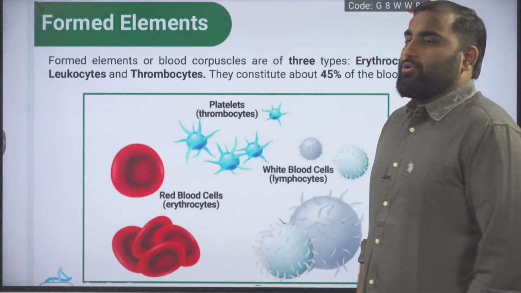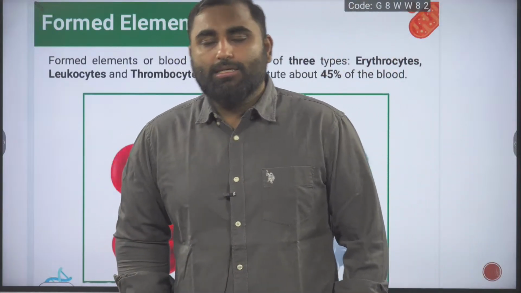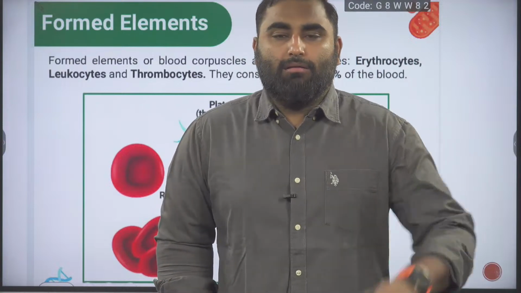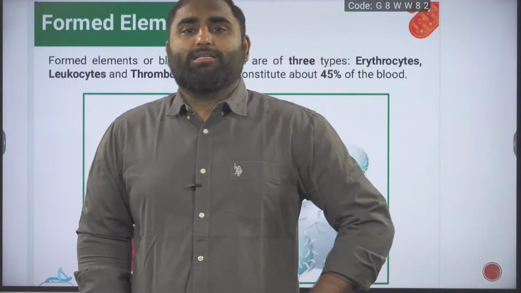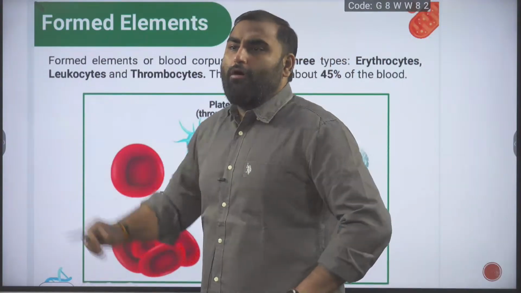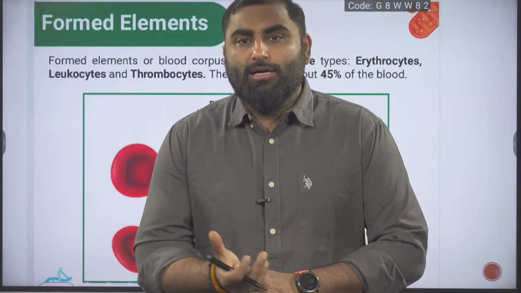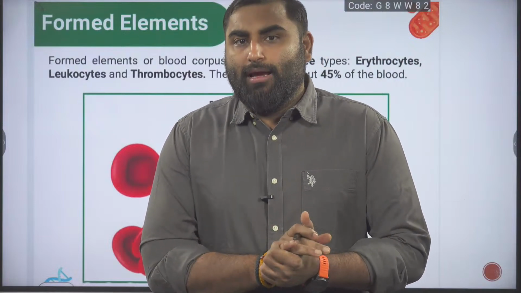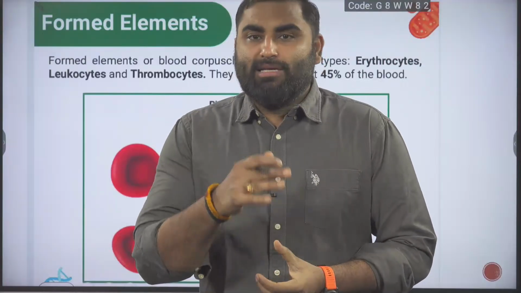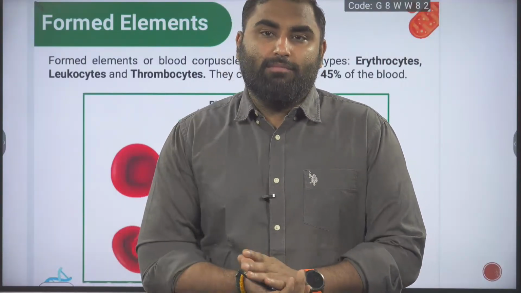Yesterday when we started with blood, we discussed that blood has two components, blood plasma and formed elements. Blood plasma makes up 55% of your blood and 45% is made by your formed elements. In blood plasma, 90 to 92% is water, 6 to 8% is protein, and the remaining is nutrients, waste, hormones, vitamins, and minerals. And then we have the formed elements.